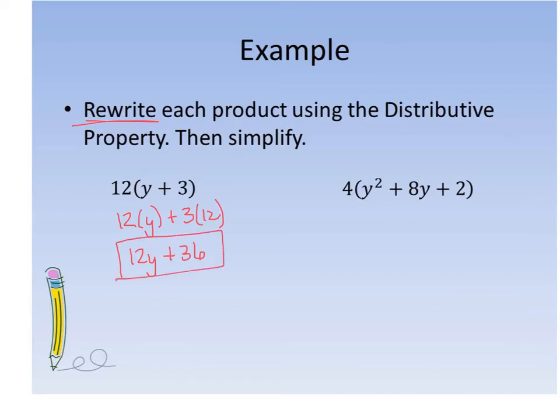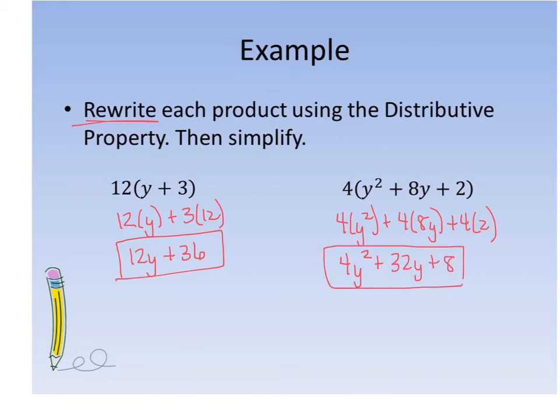So there's our answer. Okay, so rewriting the other one, 4 times y squared plus 4 times 8y plus 4 times 2. And then simplify those. We're going to get 4y squared, 4 times 8 is 32y, and 4 times 2 is 8. So neither of those have like terms. We're going to talk about like terms next.